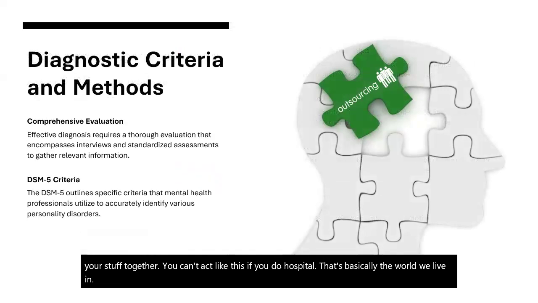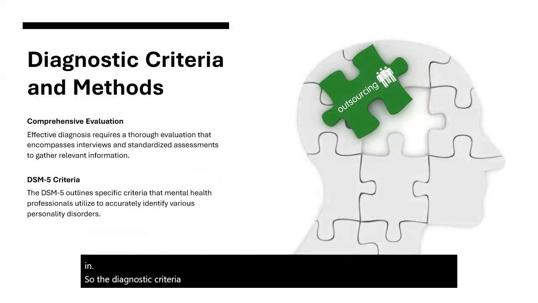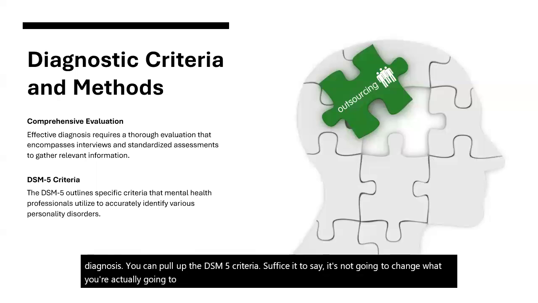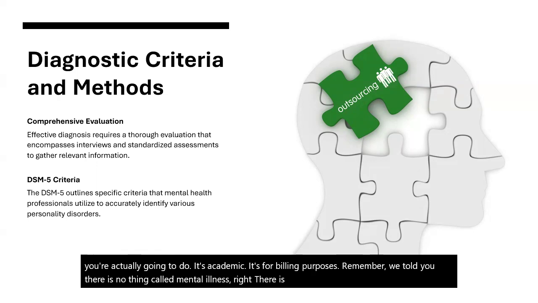So the diagnostic criteria requires a comprehensive evaluation to make an effective diagnosis. You can pull up the DSM-5 criteria. Suffice it to say, it's not going to change what you're actually going to do. It's academic. It's for billing purposes. Remember, we told you there is no thing called mental illness, right? There is no discrete thing called mental illness.